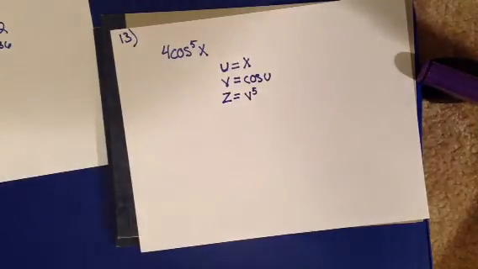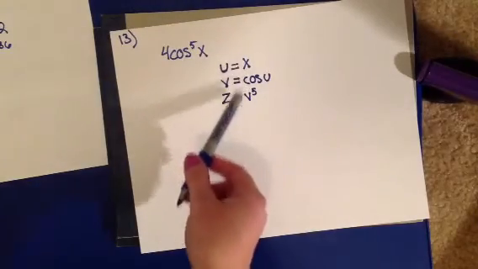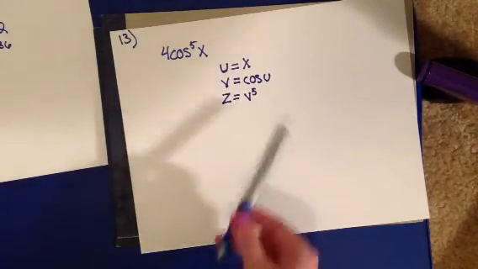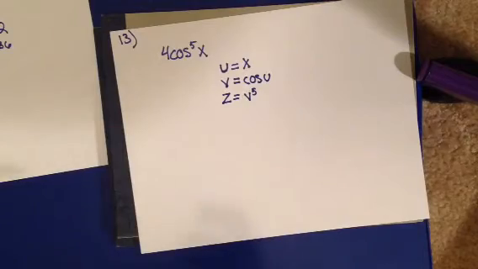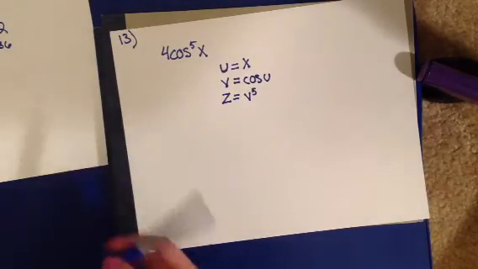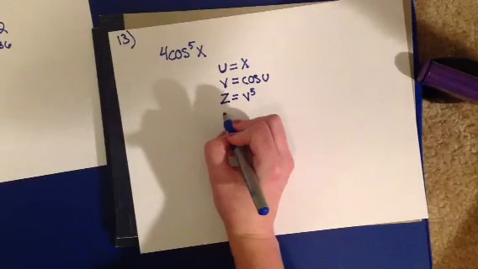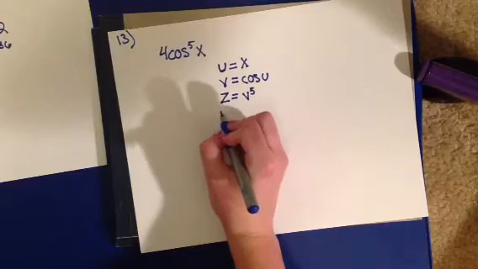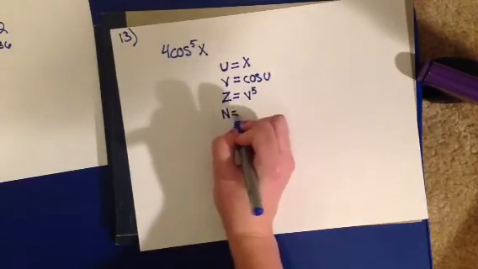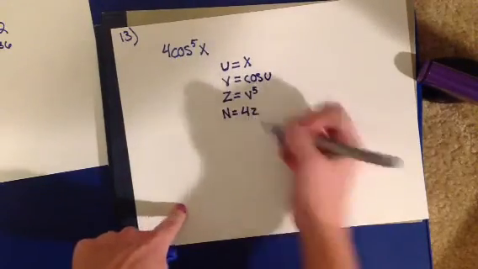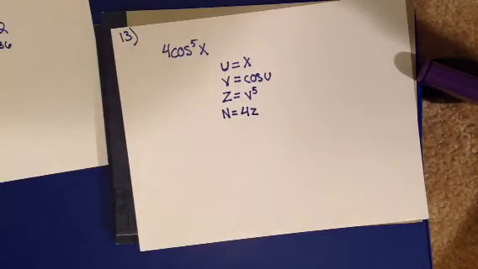So now so far, we have x, cosine of x to the fifth. We're going right down the chain. This is why it's called a chain, because it just connects and connects and connects. Now the last part is 4. So, we'll make a new one. Let's think up, how about we do n equals 4z. Okay, so this is the exact same thing.